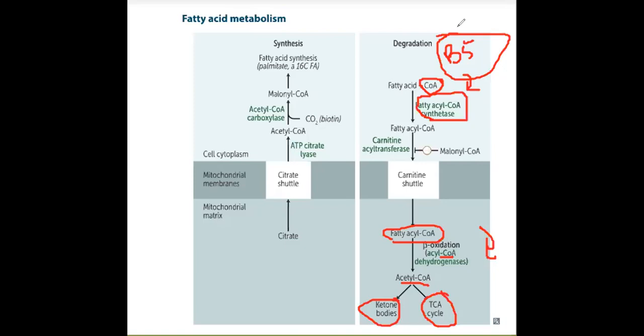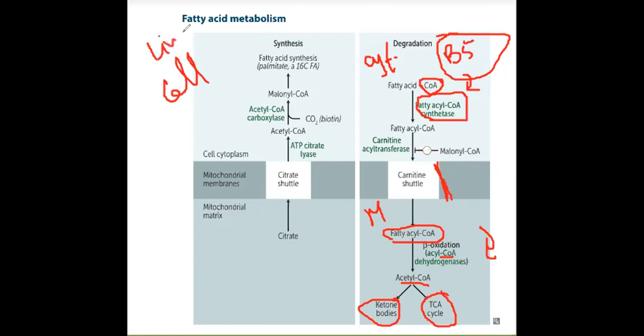So in case this vitamin B5 is not present in your body, what will happen? This process will not go on. And when this process does not go on, we need this step, which is a very important step that we call the carnitine shuttle. This is the cell cytoplasm, and this is the mitochondria. So from the cytoplasm of the cell to the mitochondria of the cell, this process goes on, and this cell is of the liver. This is a hepatocyte.